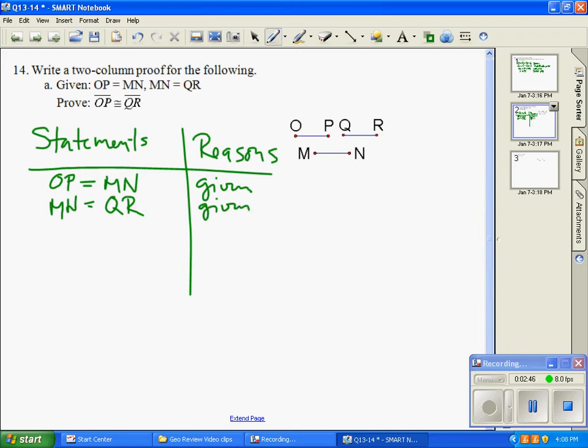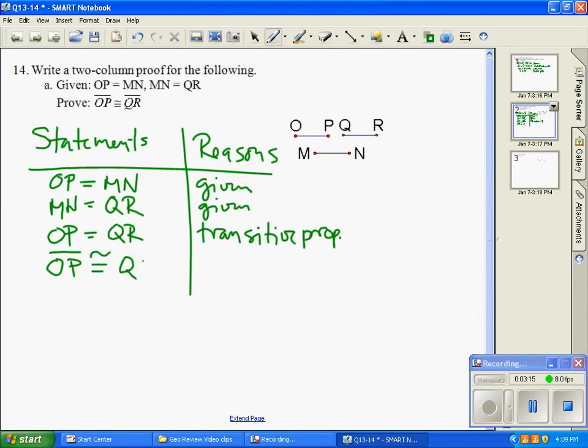So now we can say that OP equals QR by the transitive property of equality. And then we're going to change it from equal to congruent. So OP is congruent to QR. And that's by definition of congruent segments.